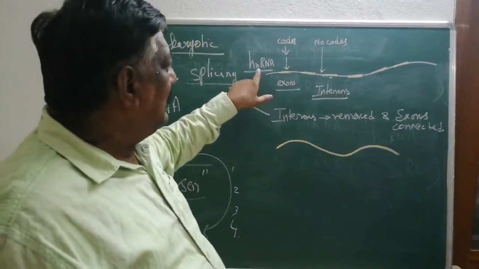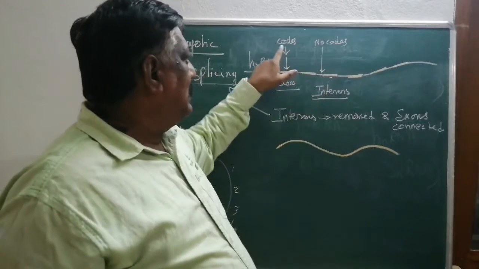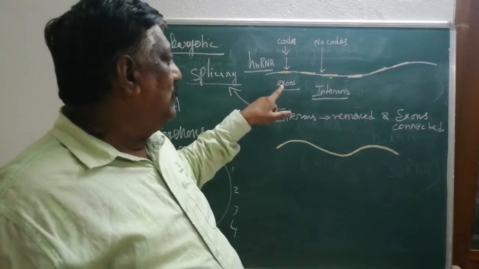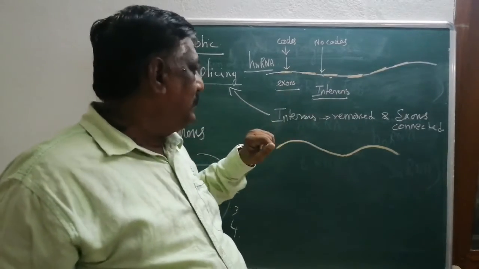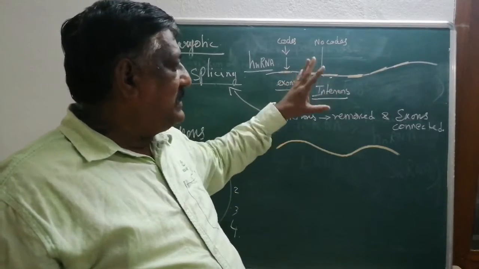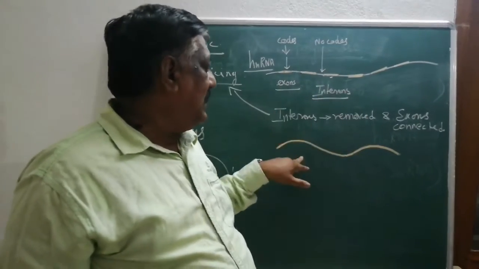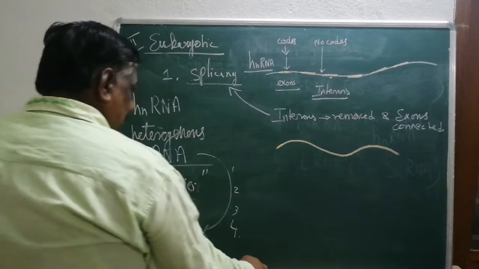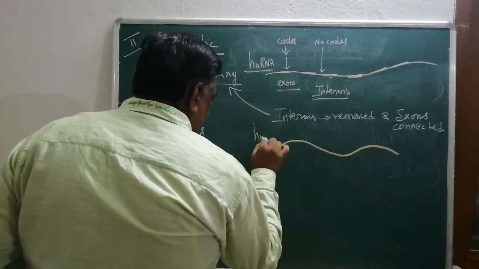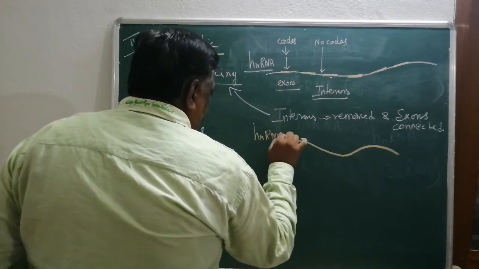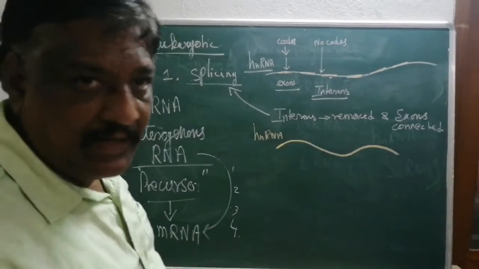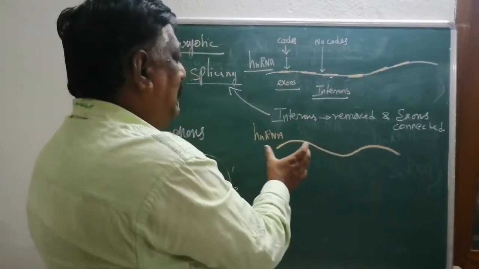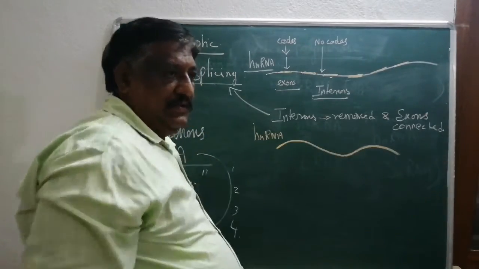Splicing is nothing but: the HnRNA has two regions, regions with code and regions without code. The regions with code are called exons and the others introns. The introns are removed and exons are connected, and the HnRNA now becomes like this. Now half of the makeup is over. Now the next makeup. Now I want to send this beautiful HnRNA out.